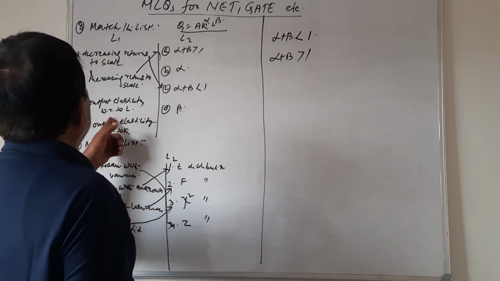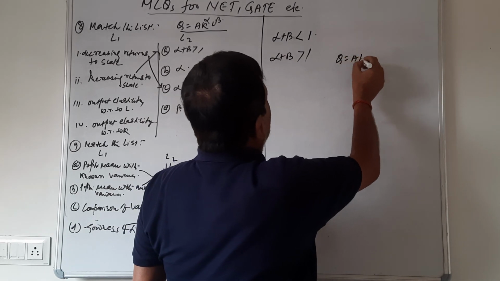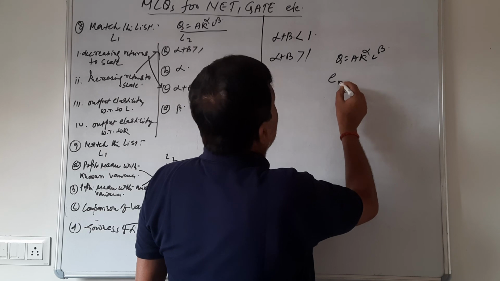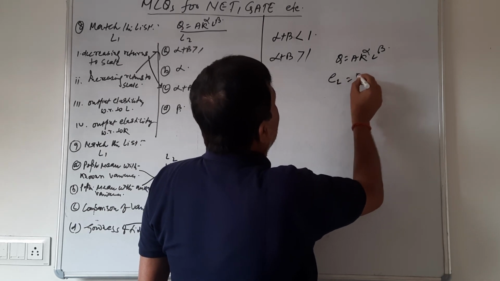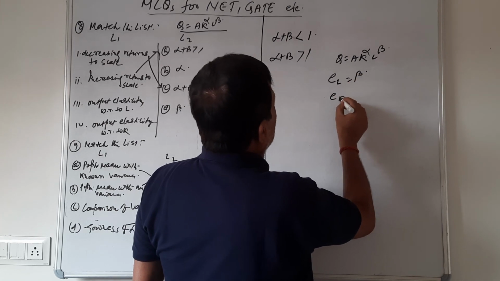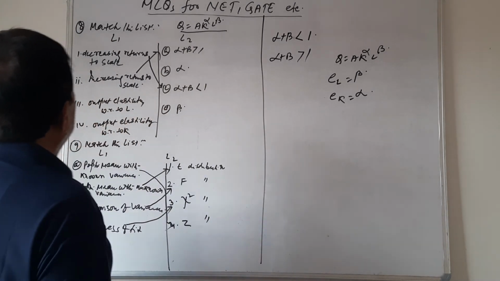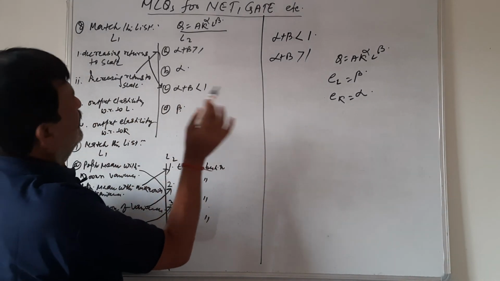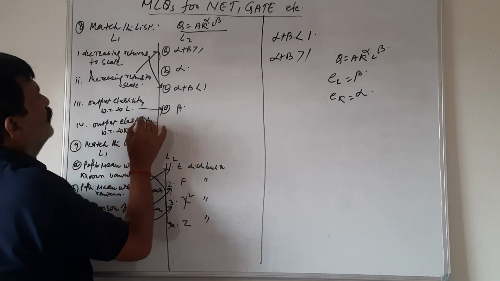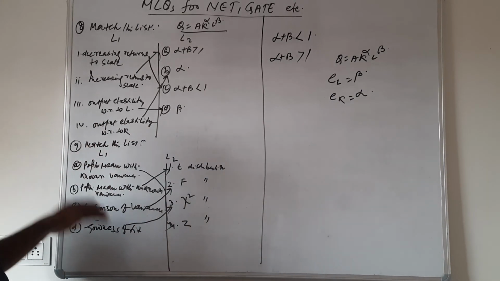Output elasticity with respect to labor. Now in the production function, we have seen that the output elasticity with respect to labor is the power of labor, that is beta, and output elasticity with respect to capital is alpha. So this is how we measure it here.